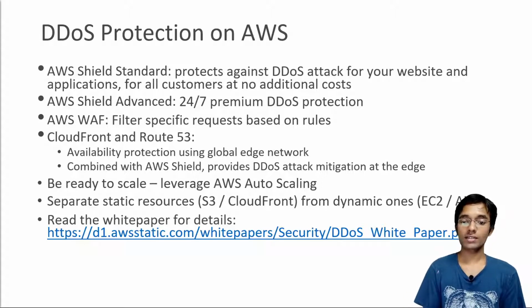And then finally, it's a very good idea to separate static resources and distribute them through S3 and CloudFront, which is very safe and keeps them stable from a DDoS, from dynamic requests, which are usually smaller requests that you can handle for the REST API on EC2 and ALB.